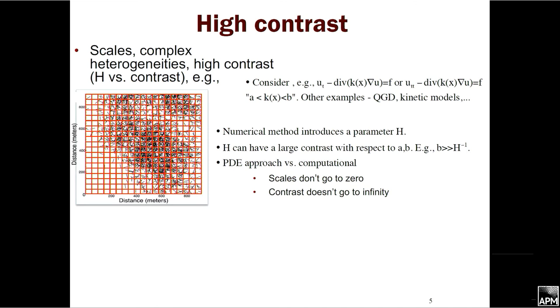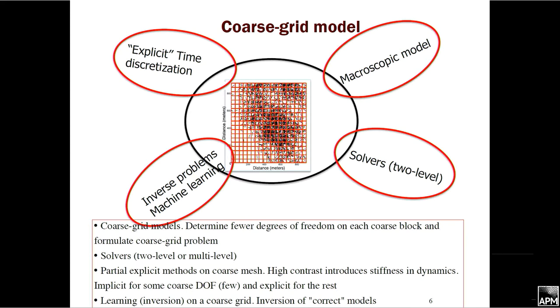So what I mean by contrast here: let's say this is the diffusion variance between A and B. Let's say A is fixed, B is high. Basically, B is much larger than the inverse reciprocal of the distance between macroscopic points, for example. Okay, so this is actually a coarse grid model.